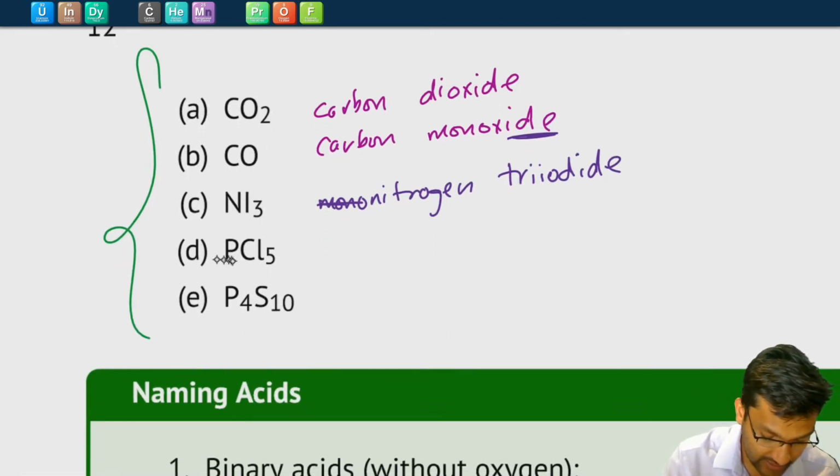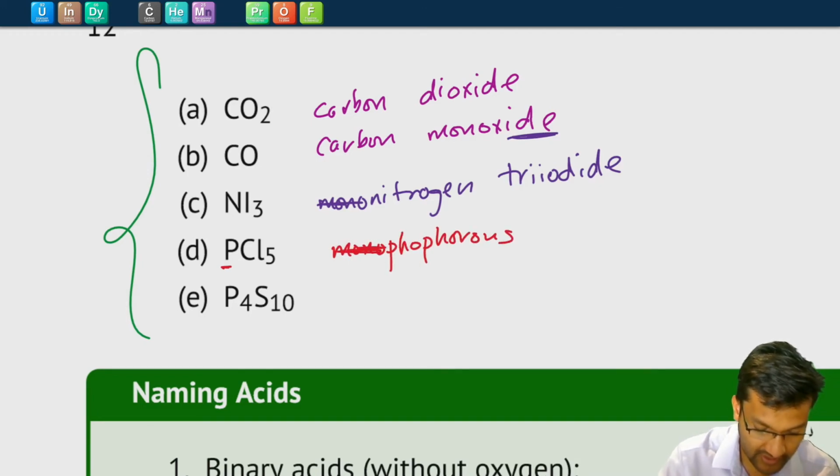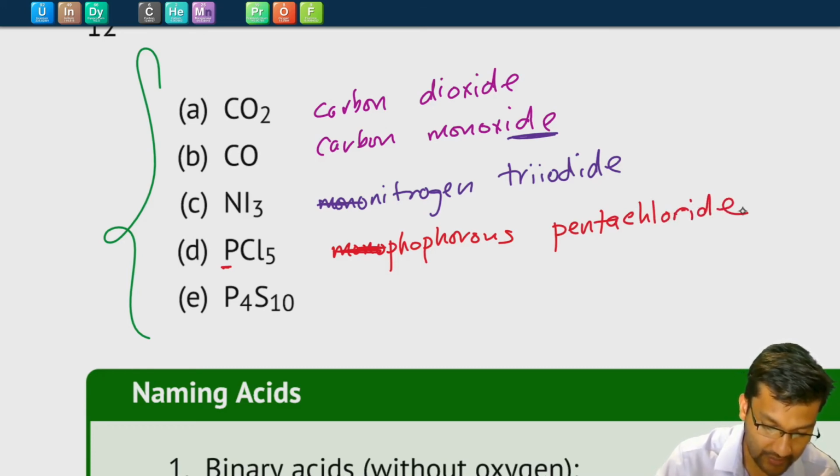Let's try this. D, 1 phosphorus, so it's monophosphorus, or just phosphorus because it starts with 1, so we can drop the mono. 5 chlorine, so 5 is penta, and chlorine, the base name is chlor, C-H-L-O-R, and end in ide. Chloride. So this is phosphorus pentachloride.